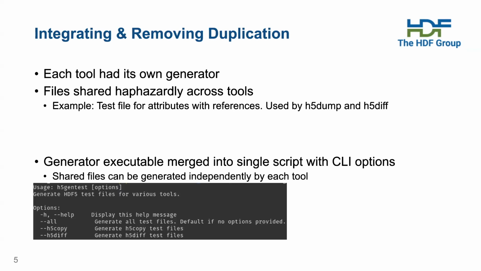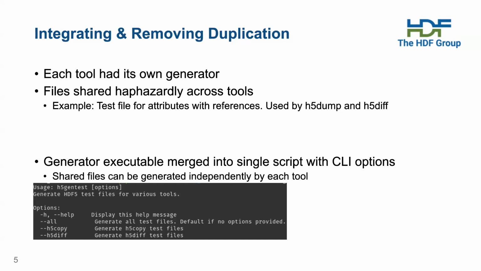Now, integrating the generator scripts and removing duplication. Previously, each tool had its own dedicated generator, like h5copygentest. And in cases where there were identical files that multiple different tools wanted to use, that was handled haphazardly. For example, we had a test file with attributes that contained references, and h5dump and h5diff both wanted to use this. h5diff would just go in and grab it and copy it from h5dump's isolated folder. And there were a couple dozen odd cases of this, and there wasn't really any consistency in how it was done. If you wanted to figure out whether or not a file was shared or how it was actually shared, that was a huge pain.